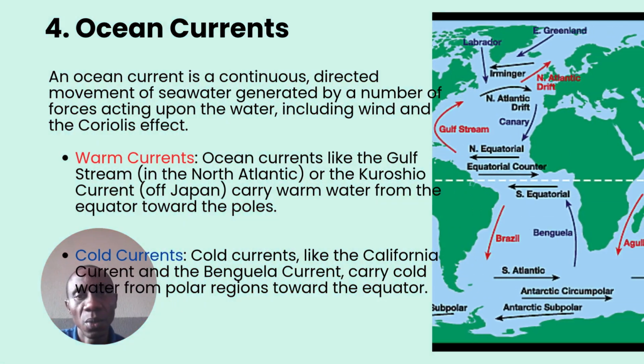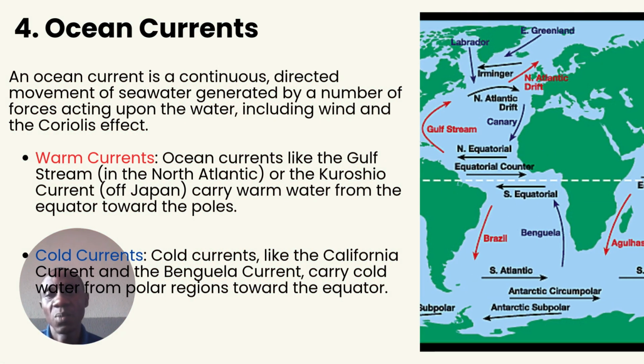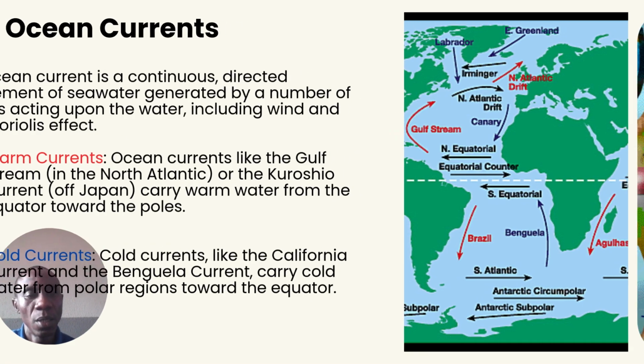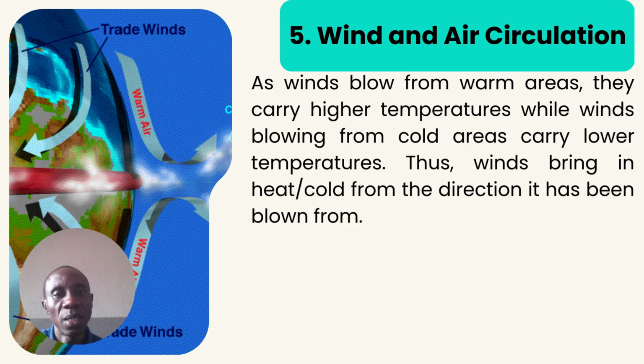Okay. We also have ocean currents. An ocean current is a continuous or directed movement of seawater generated by a number of forces, such as wind acting on it. Currents that move from the equator towards the poles are usually called warm currents because they have higher temperatures and tend to warm the areas they flow to. Currents that move from the poles towards the equator have lower temperatures. They have a cooling effect on places they flow to.